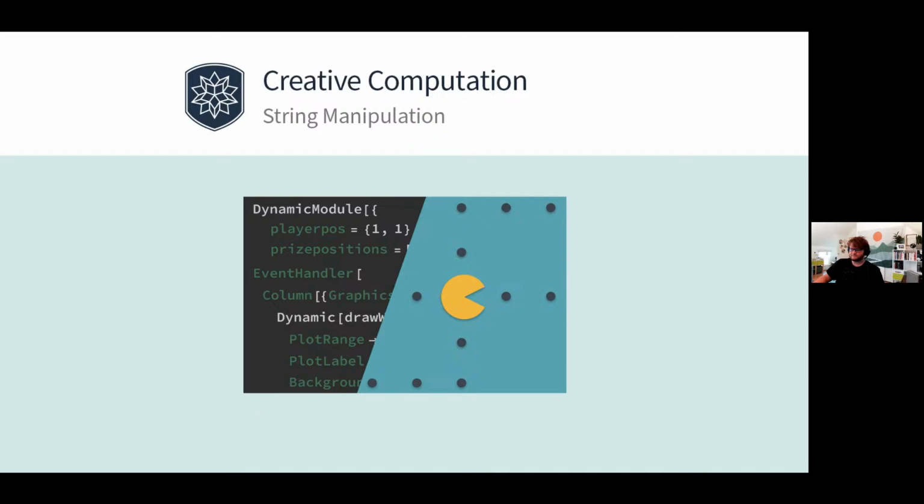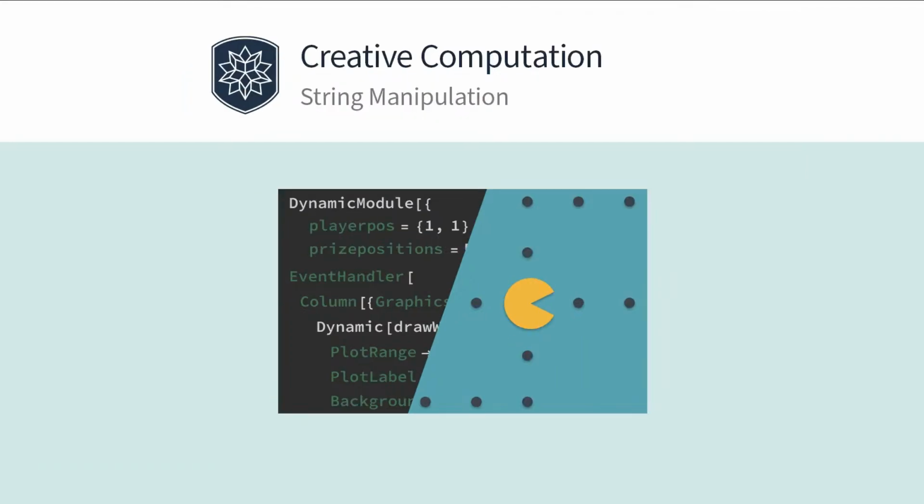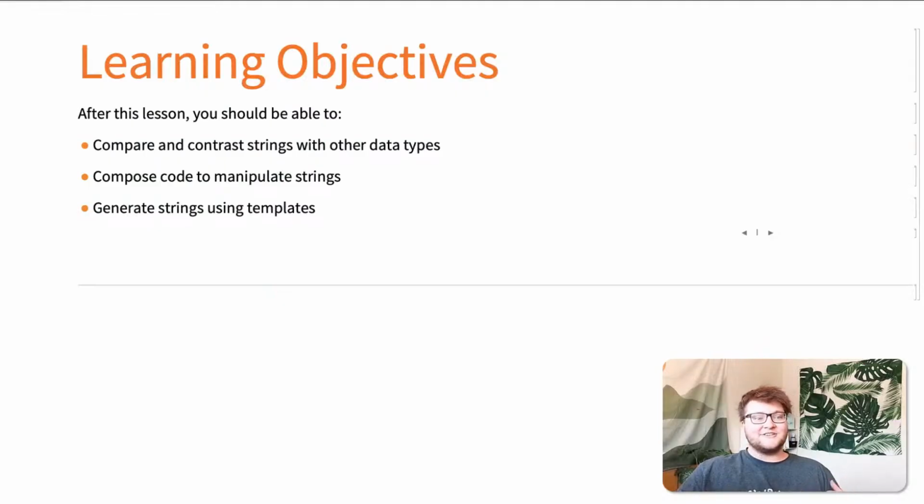Hello, so this is the start of our section on computational strings, and our goal for this section is to be able to write some poetry using Wolfram Language. First, we're going to start off by learning about string manipulation. In this section, we're going to be working with strings to write and analyze text. By the end of this session, you're going to be able to compare and contrast strings with other data types, so learning the different data type that is a string. We're going to be able to write code to manipulate strings, and we're going to be able to generate strings using templates, which are a really cool way of working with strings in Wolfram Language.